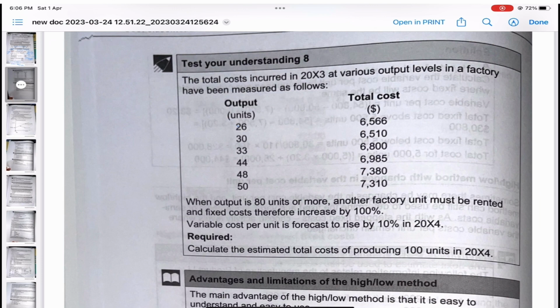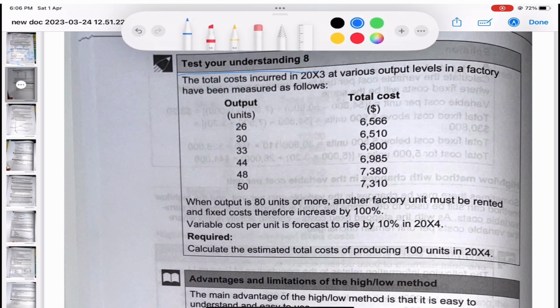Now we come to the test your understanding 8. Here the question is giving us the output and the total cost, and we are also given in the question that if the output is more than 80 units, then another factory must be rented and the fixed cost will increase by 100%. What do you mean by 100%? It means that the fixed cost is going to double. Variable cost will also rise by 10%.